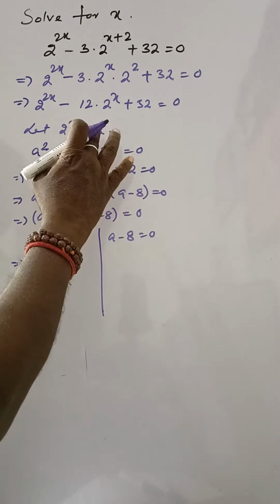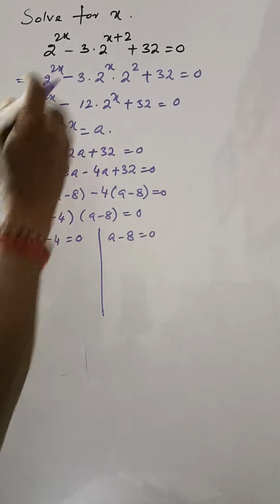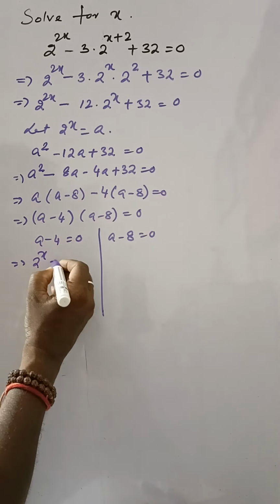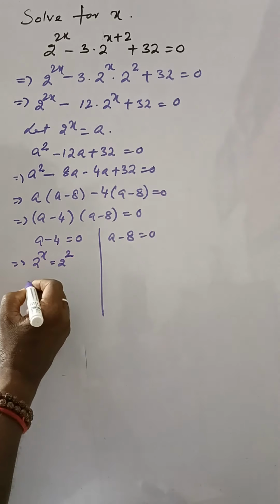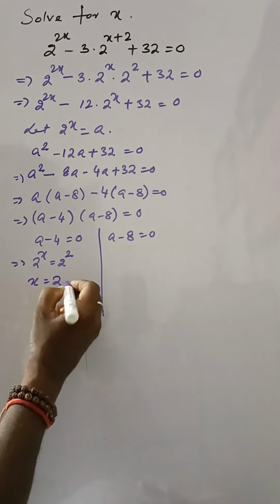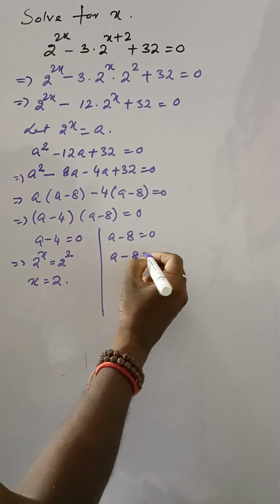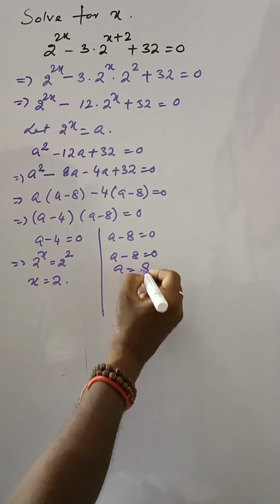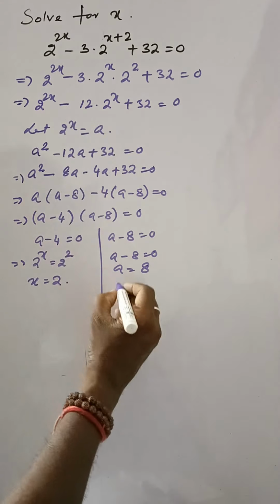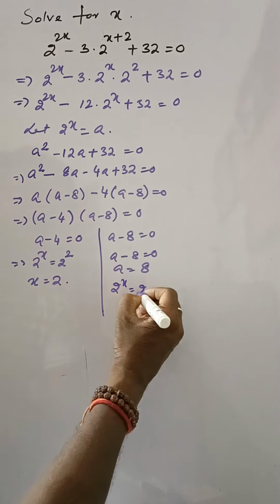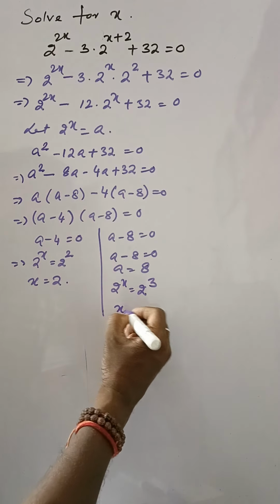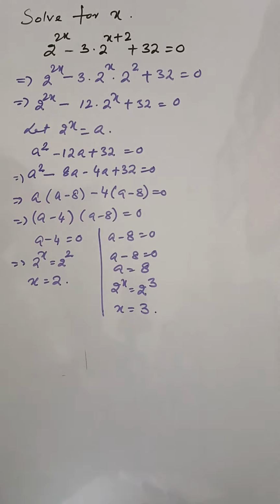Then applying a as 2^x, this is 2^x = 2^2. So x is equal to 2 here. In the second part, a − 8 = 0, a = 8. So here 2^x = 2^3. So x is equal to 3. These are the answers.